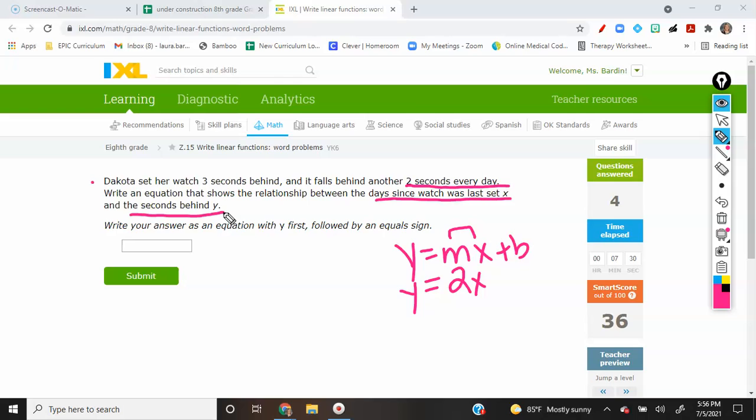Well, it says at the very beginning of the week, I guess, Dakota set her watch behind 3 seconds. It sounds like Dakota needs a new watch. Okay, so we're going to add all of these seconds up and find out. Write an equation that shows the relationship between the days since the watch was last set and the seconds behind. So this equation will give us that correct answer.